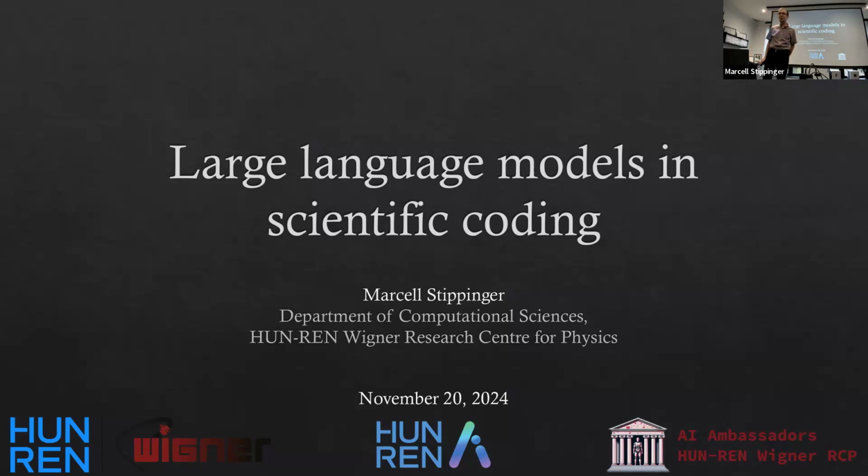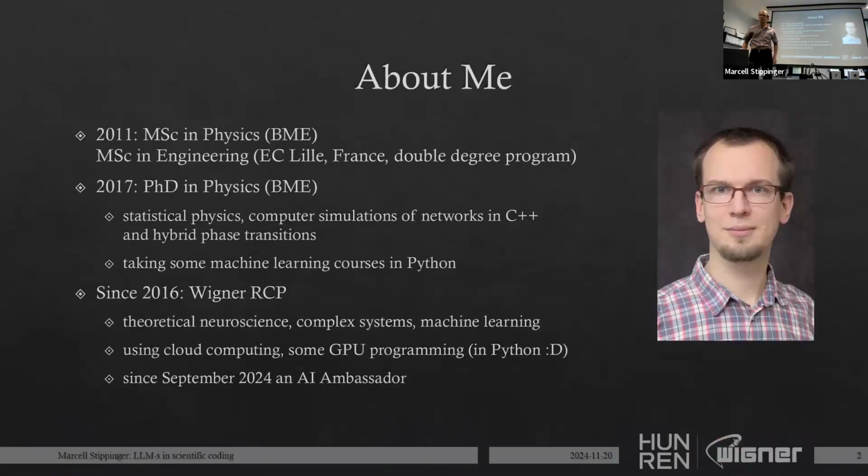Thank you. Welcome, everyone. So, as Gergely already told, I am a physicist working at Konrad Wigner in a neuroscience interested group. So we do machine learning tasks and similar things in our research group. Also some statistical physics and complex systems. And since September, the official start of the AI ambassador program, I am one of the AI ambassadors of Konrad Wigner.